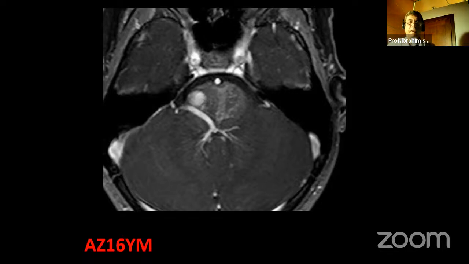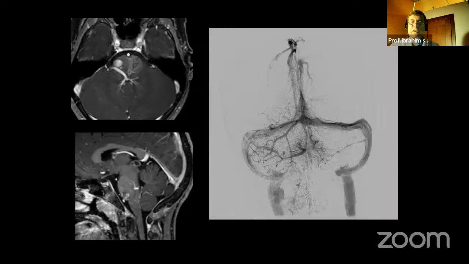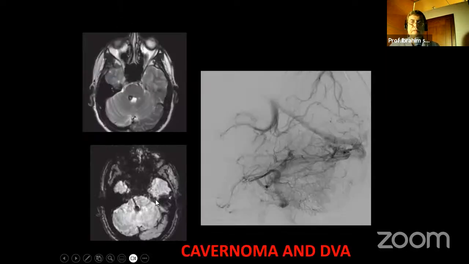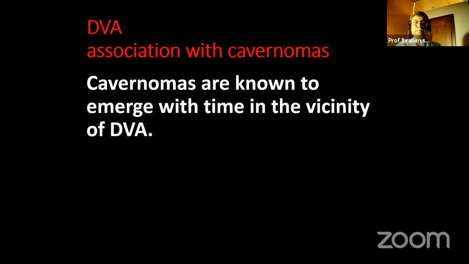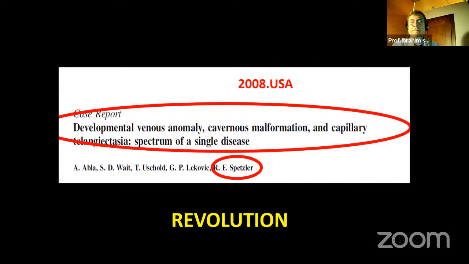One case of mine, the Bahraini boy, 17 years old, with this horrendous cavernoma and horrendous DVA. And this is his angiogram showing the DVA. Again, different cases of mine with a combination of both. So cavernomas, and this is something, cavernomas are known to emerge with time in the vicinity of a DVA. This is really a revolution, a revolution in every sense.